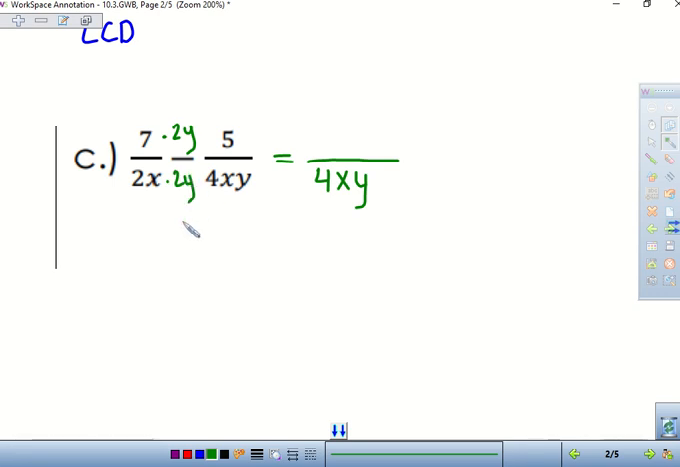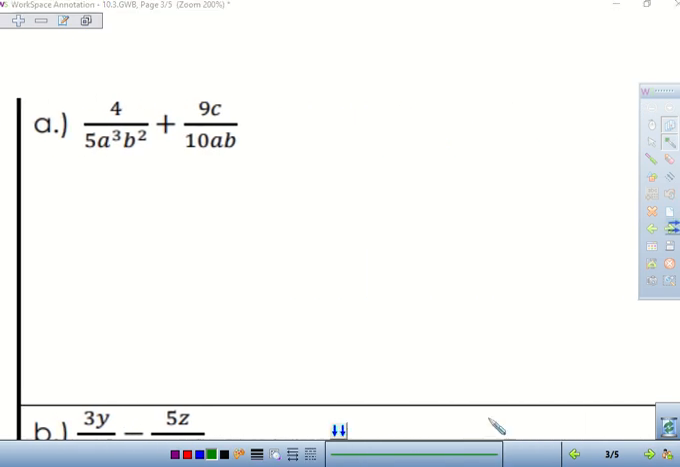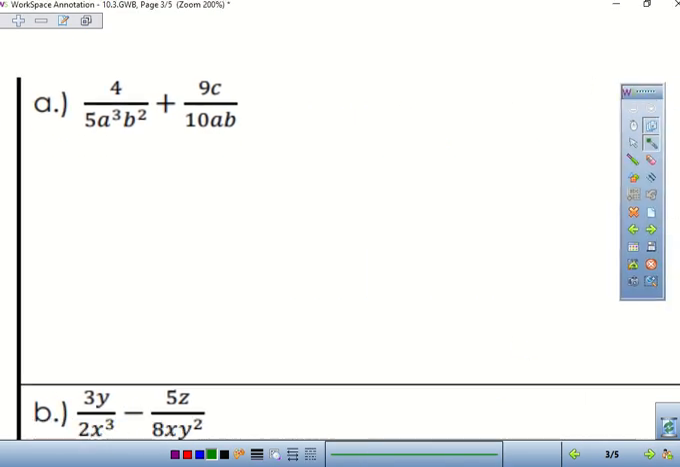Does the second fraction have to be multiplied by anything? No, because it's already where we need it to be. So it's going to become 14y minus 5. So that's basic fraction expression evaluation. So now we're going to use these skills to do more complex situations, okay? So this one here, we want to add these two fractions together.